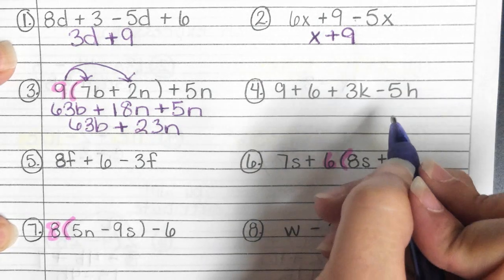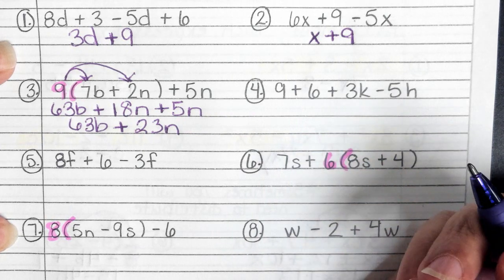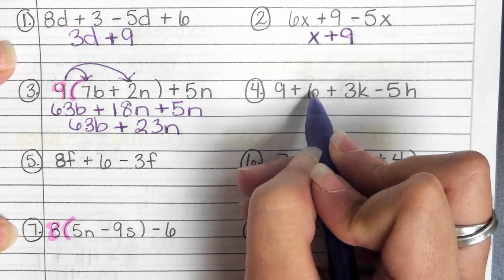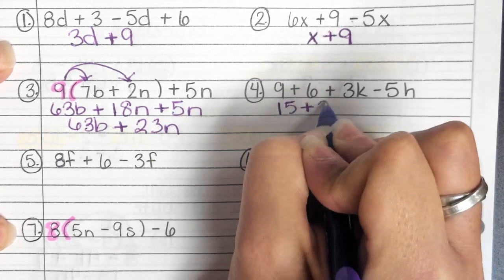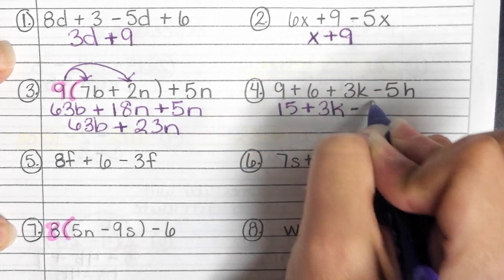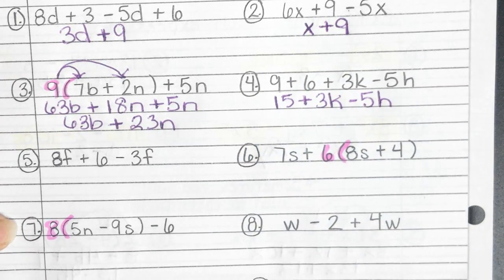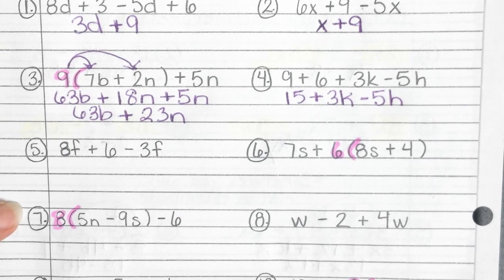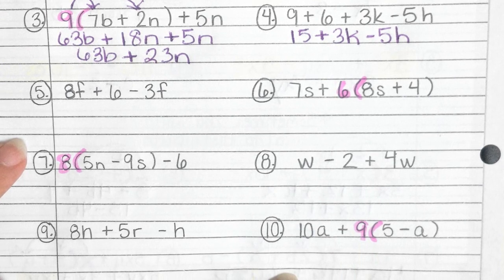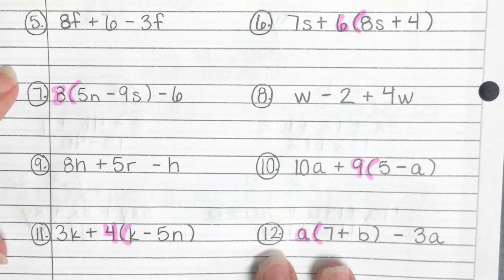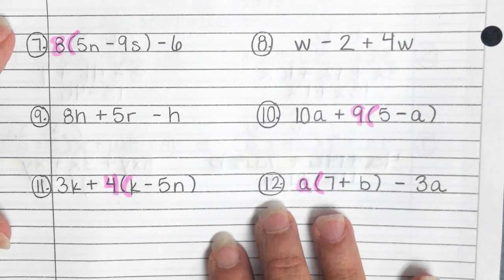I'll do one more. This one kind of stumped some people because they were thinking, like, what'd they do wrong? But the only thing you can combine is the 9 and the 6, which is 15 plus 3k minus 5h. Okay. Your homework is to finish this. I'm going to show the rest of it in case you are at home and need to copy them on notebook paper to finish them. If you have lost your paper or something.